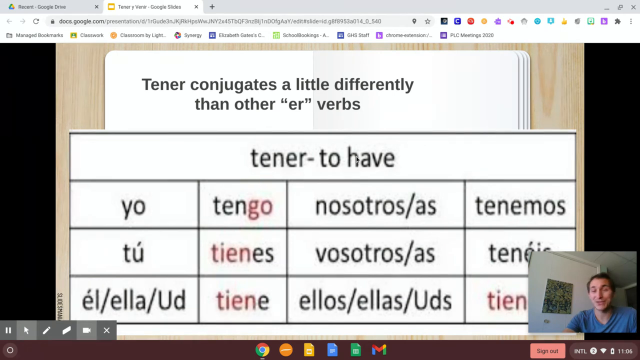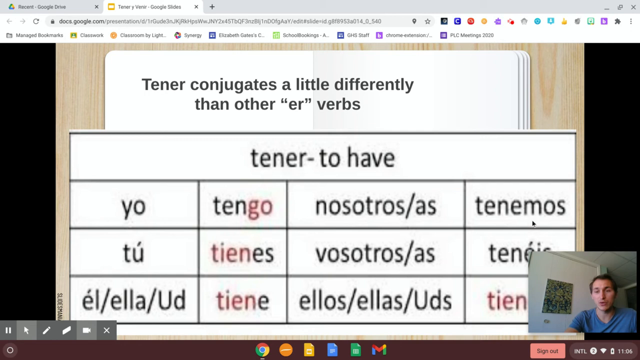Just another reminder that if you don't have your cuadernos and your bolígrafos for taking notes, I want you to get those out, start over, and start taking notes. Remember, take notes. Whenever we're learning new material, take notes. All right, back to the video.